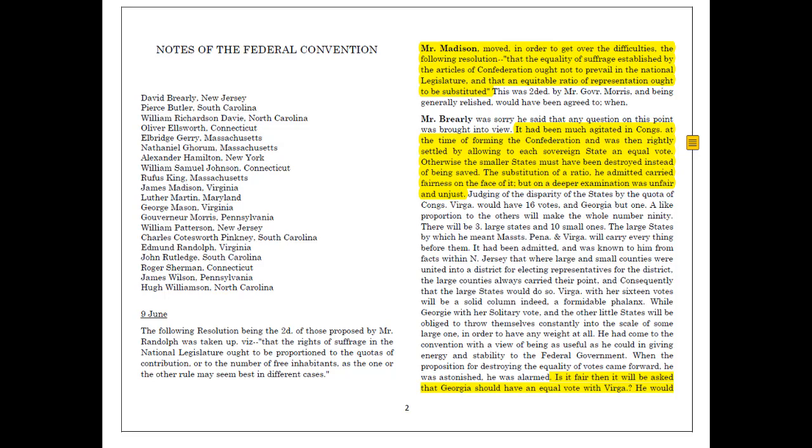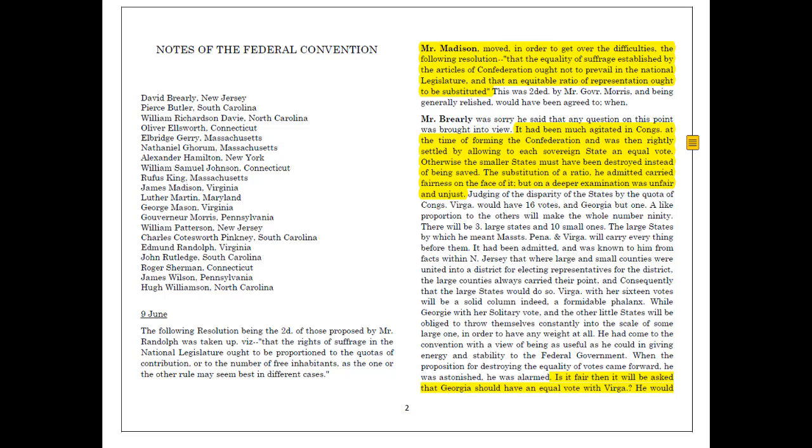Brearley begins on the right-hand column of 2. He says he was sorry that any question on this point was brought into view. It had been much agitated in Congress at the time of the forming of the Confederation, and was then rightly settled by allowing to each sovereign state an equal vote. Otherwise, the smaller states must have been destroyed instead of being saved. The substitution of a ratio, he admitted, carried fairness on the face of it, but on a deeper examination was unfair and unjust.